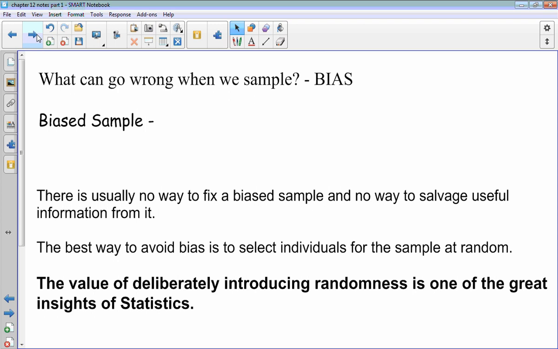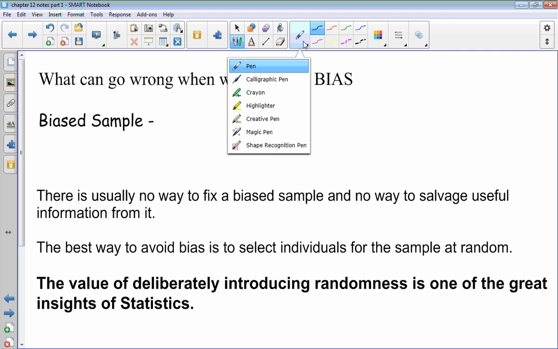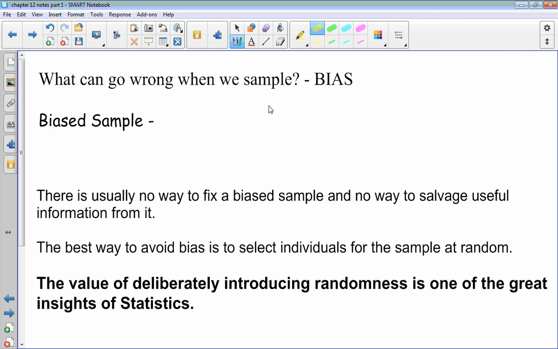But here is the best way to avoid bias in the beginning. We don't want bias to be there at all. We want our sample to be as clean and as reflective as possible. The best way to avoid bias is to talk about random sampling. So you can write it down, or you can print them off at home. I don't care. But random sampling, randomness, is the number one key element to preventing bias to begin with. And we are going to deliberately introduce randomness in our data collection methods.